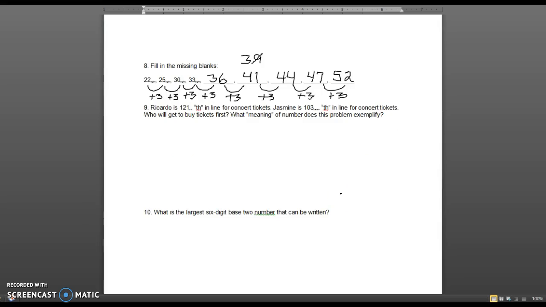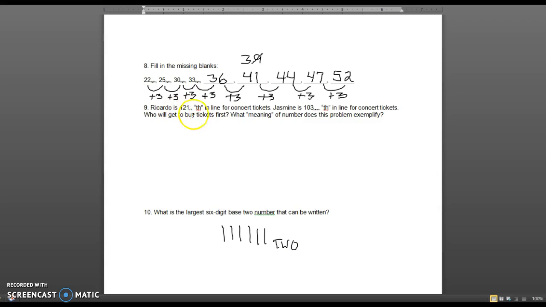Alright, I'm going to skip down here and do this one before number 9 because it's a little bit faster. And I want the largest 6-digit base 2 number. So the largest digit I can use in base 2 is a 1. So the largest number I can write in base 2 that is 6 digits long is 1, 1, 1, 1, 1, 1 in base 2.